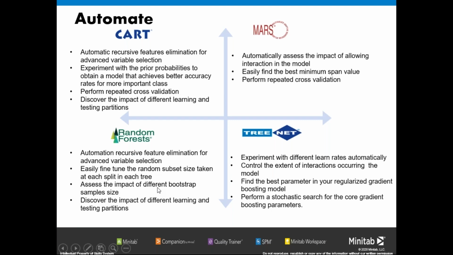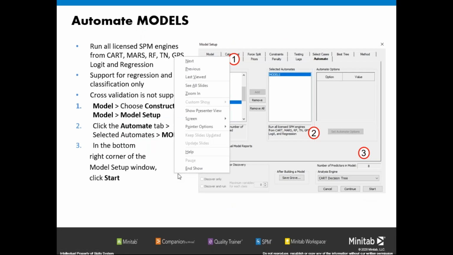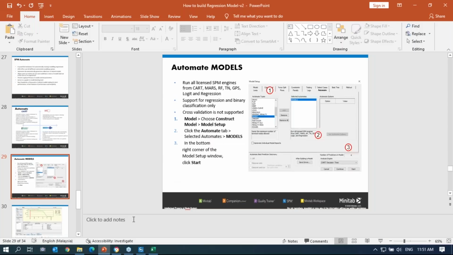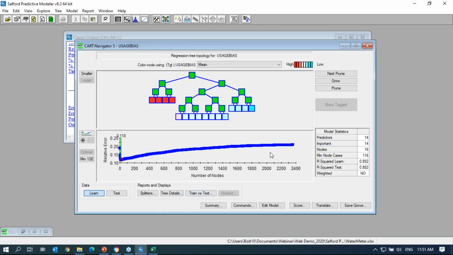You can see the impact of different bootstrapping, discover the impact of different learning and testing partitions, and perform repeated cross validation. For MARS, it is easy to find the best minimum span value. Also, with all these settings you can go for Automate. But today, because there is not enough time, I will just go with one Automate first.